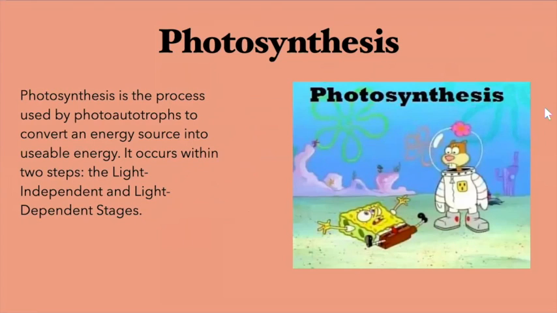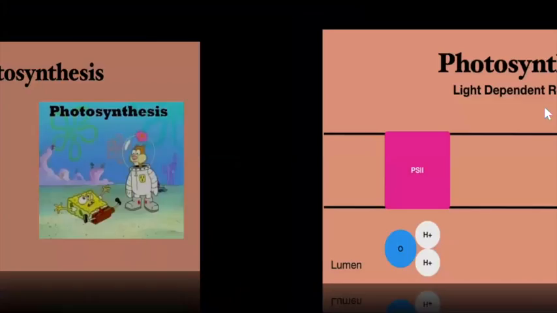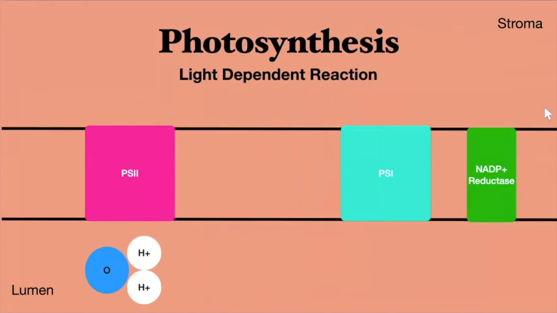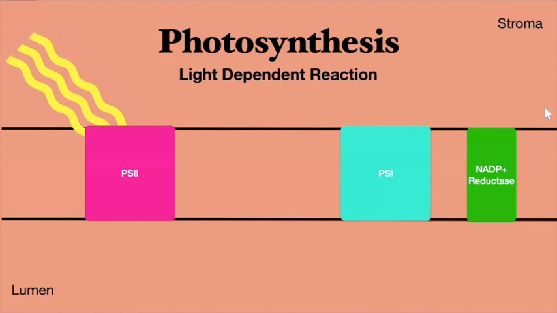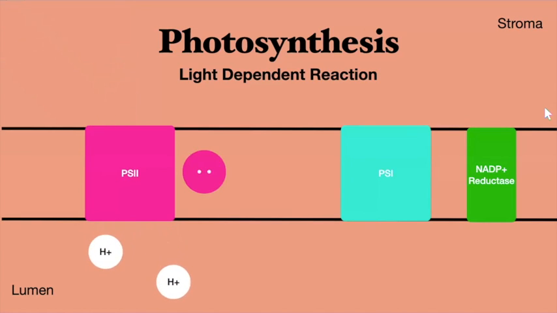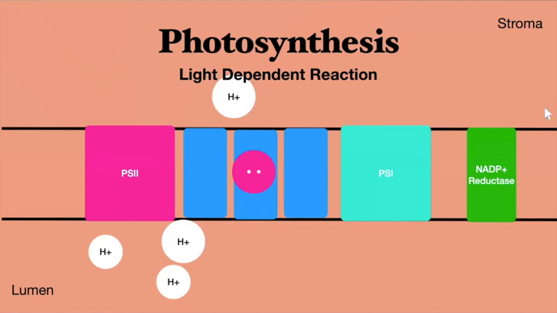Photosynthesis is the process used by photoautotrophs to convert an energy source into usable energy, and it occurs within the light-independent and light-dependent stages. So in the light-dependent reactions, photosystem 2 breaks down H2O, which pumps hydrogen ions into the lumen. Light strikes photosystem 2, causing the excitement of electrons, and these electrons move through the electron transport chain to photosystem 1, causing hydrogen ions to be pumped into the lumen.